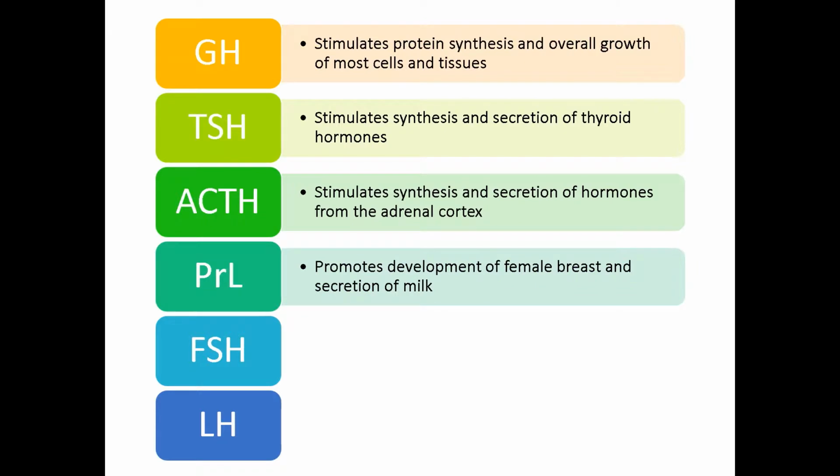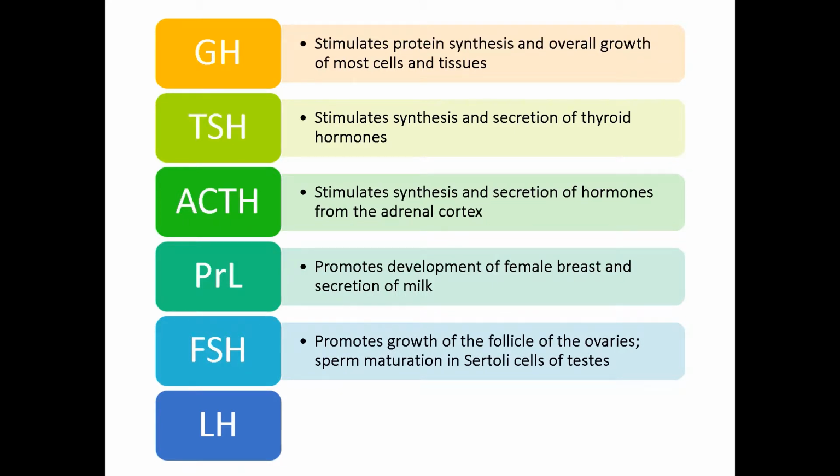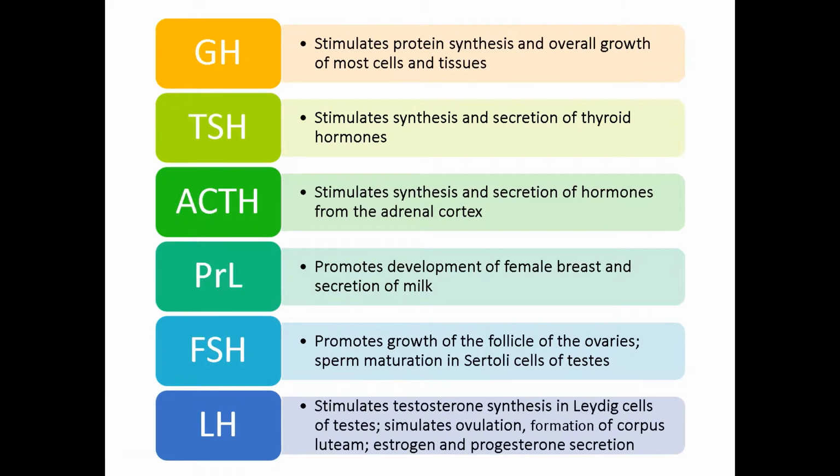Prolactin promotes development of the female breast and secretion of milk in females, but of course, its role in the male is not yet fully elucidated. Your follicle stimulating hormone and your LH have been discussed in the previous bimonthly, and they promote growth of the follicle of the ovaries, sperm maturation in Sertoli cells of the testes, stimulate testosterone synthesis in Leydig cells, stimulate ovulation and the formation of the corpus luteum, and secretion of estrogen and progesterone, respectively. So I hope you're able to recall the role of FSH and LH.